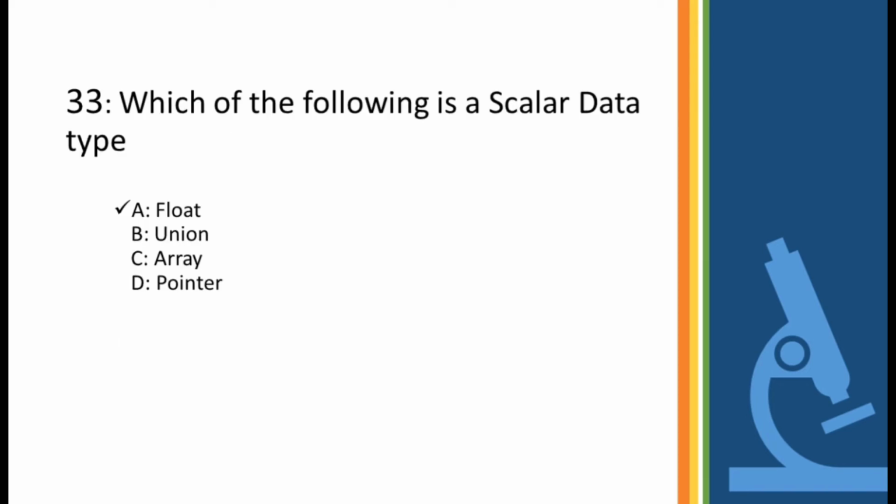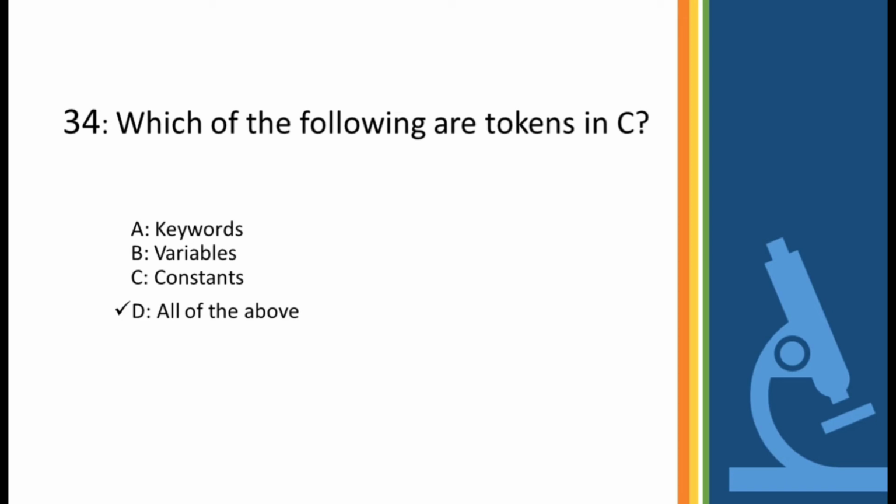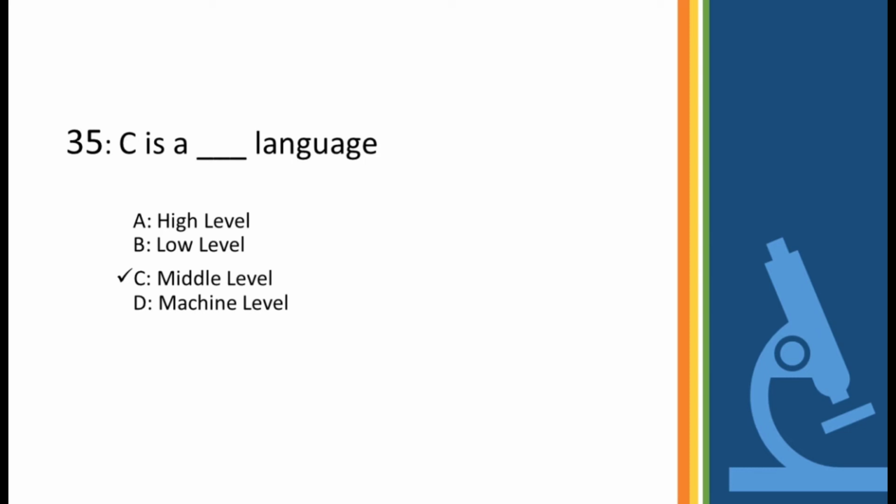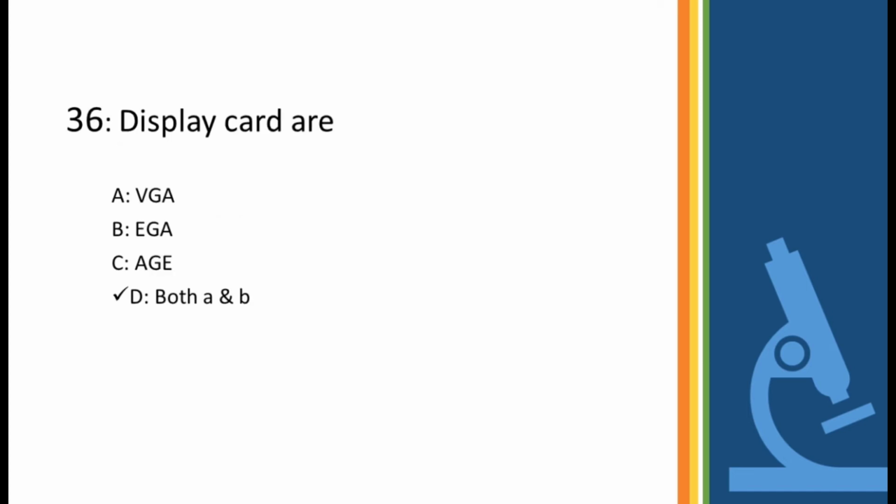Which of the following is a scalar data type? The correct answer is A, float. Which of the following are taken in C? The correct answer is D, all of the above. C is a middle level language, also called... The correct answer is D, both A and B.